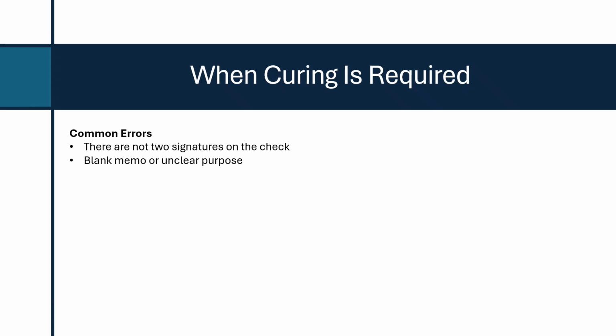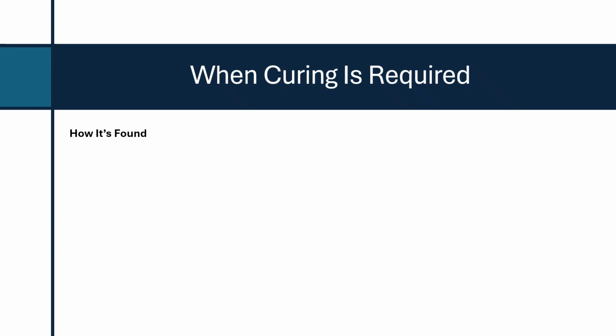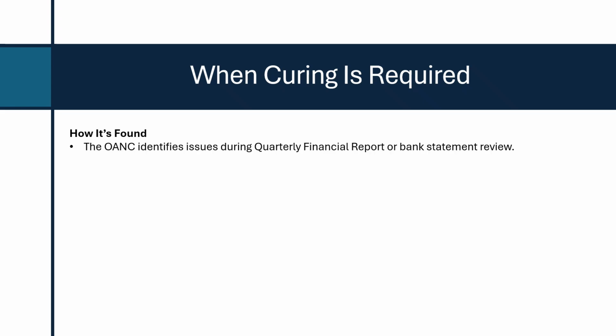When curing is required. Here are some common errors. There are not 2 signatures on the check. There's a blank memo or unclear purpose. Wrong payee or date. Out-of-sequence check numbers. The expense is not approved at an ANC meeting and not reflected in meeting minutes as to the purpose and dollar amount. How it's found. The OANC identifies issues during quarterly financial report or bank statement review.